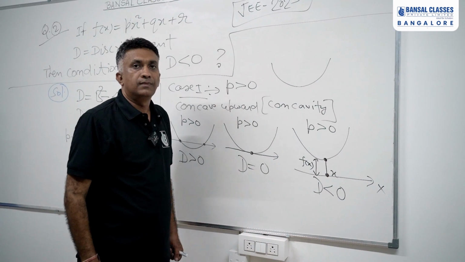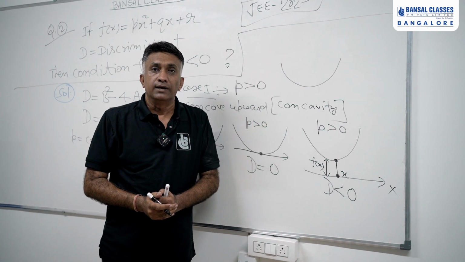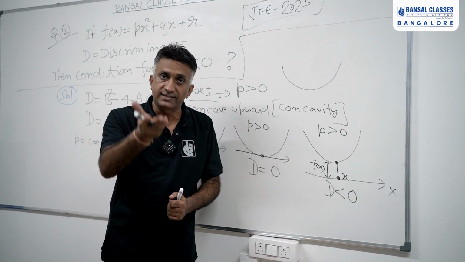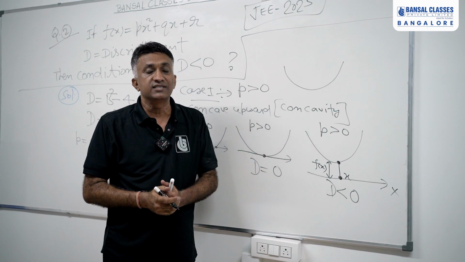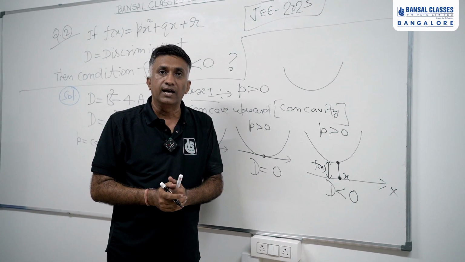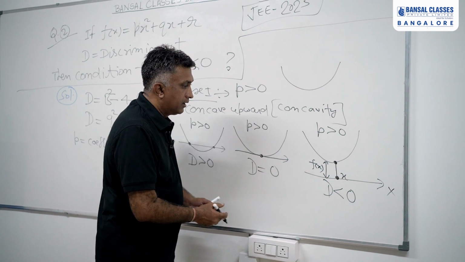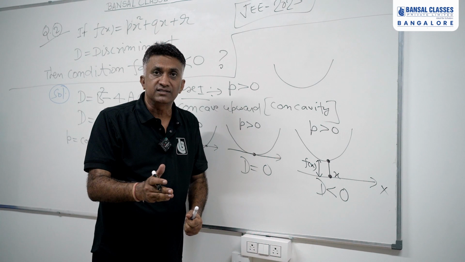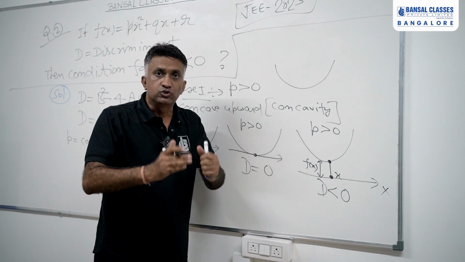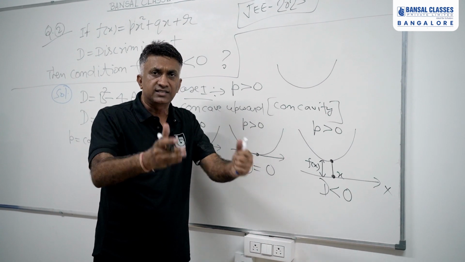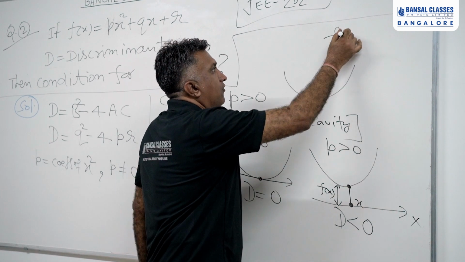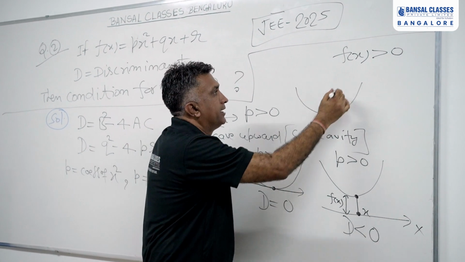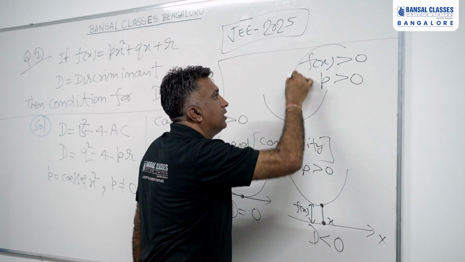As per the sign convention, distance will be counted as positive if it is above the x-axis. As per the rule, distances will be counted negative if they are below the x-axis. Now you can see here f of x is a distance which is above the x-axis. So we can say, my dear students, f of x greater than 0. Here p is greater than 0.